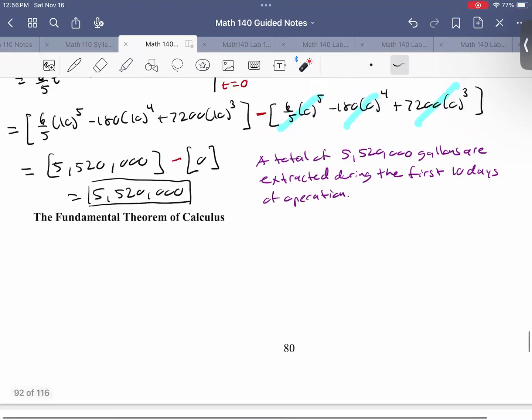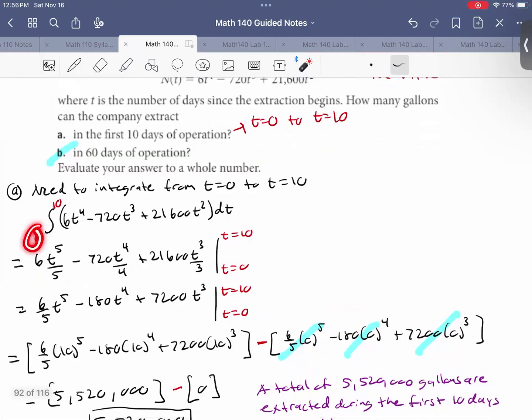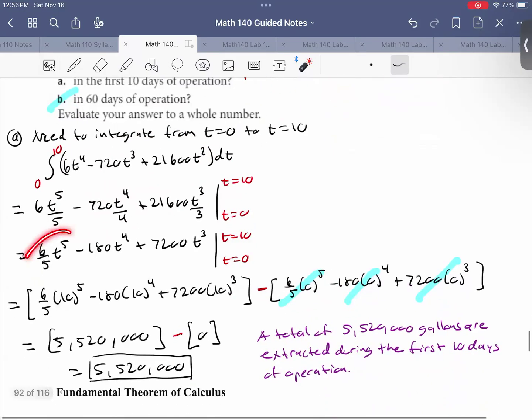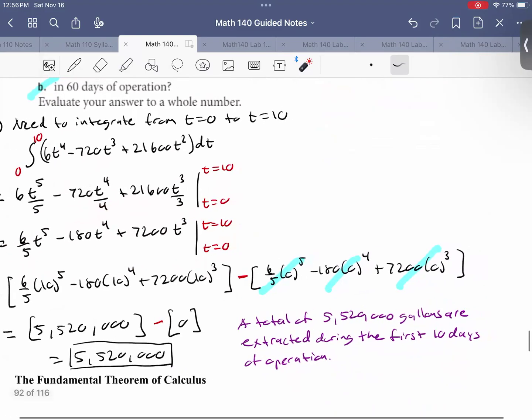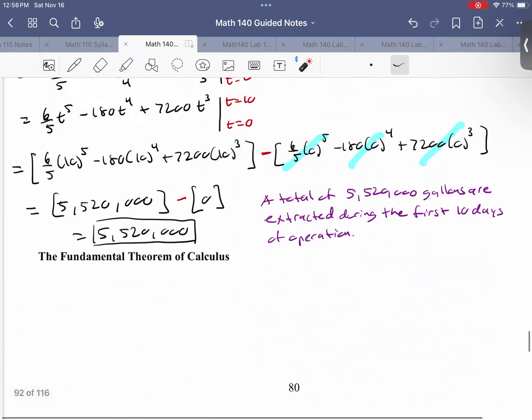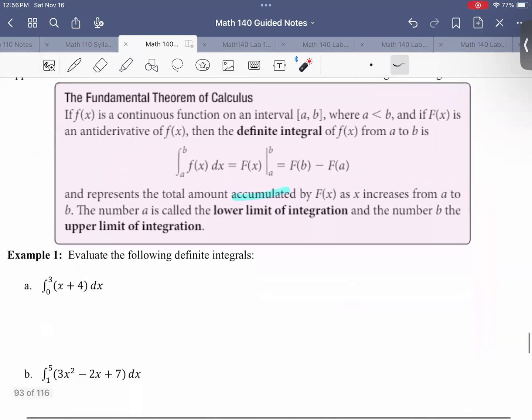That's basically what we did in this first problem. We integrated, 0 was our lower limit, 10 was our upper limit, we got our antiderivative, plugged in our upper and lower limits, subtracted them, and came up with a numerical answer. Notice that there was no plus c. That's the fundamental theorem of calculus. We are accumulating over an interval.